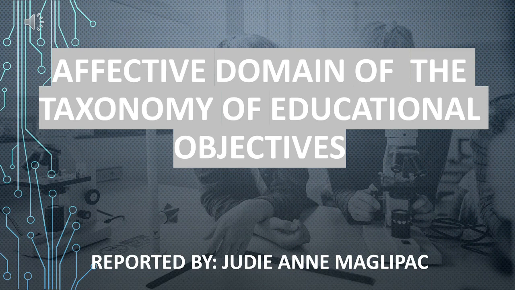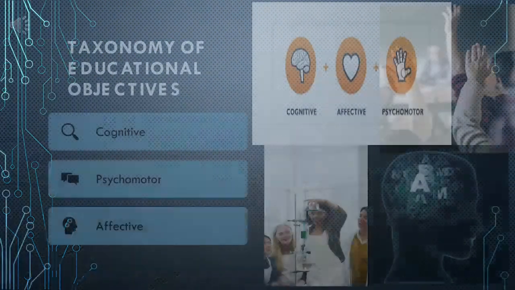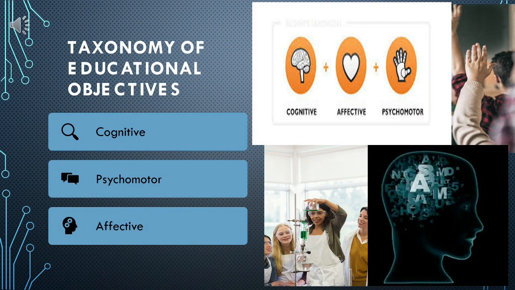Good evening, ma'am. Good evening, classmates. Our topic for this evening is about the affective domain of the taxonomy of educational objectives. The taxonomy of educational objectives has three learning domains. Namely, the cognitive, which talks about our knowledge and our thinking; the second is the psychomotor, the physical skills, which talks about what we can do; and lastly, the affective domain, which talks about our attitude and our feelings.